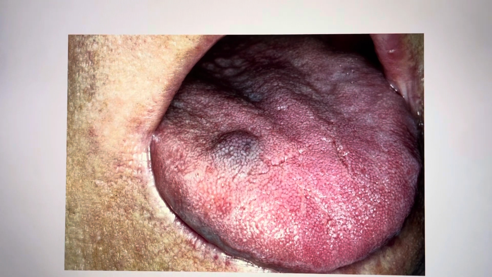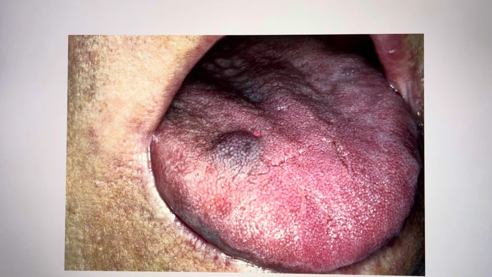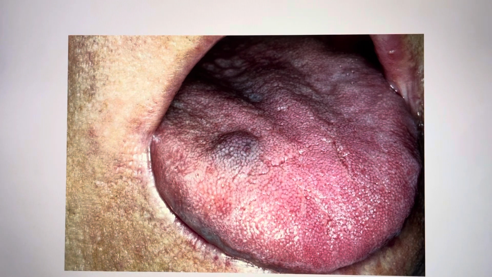Today I'm going to talk about vascular lesions that can occur in the oral cavity. Look at this lesion on top of the tongue. It has a deep purple color and it is obvious that it's growing under the surface mucosa. What are the possibilities here?